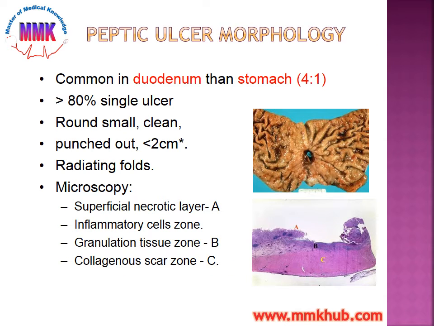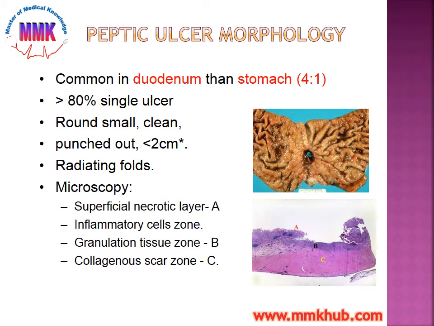Peptic ulcer morphology. Peptic ulcers are 4 times more common in the duodenum than the stomach. In more than 80% of cases, there is a single ulcer, which is round, small, and clean. Punched out ulcers are usually less than 2 cm in size. There are usually radiating folds of the mucosa around the ulcer.